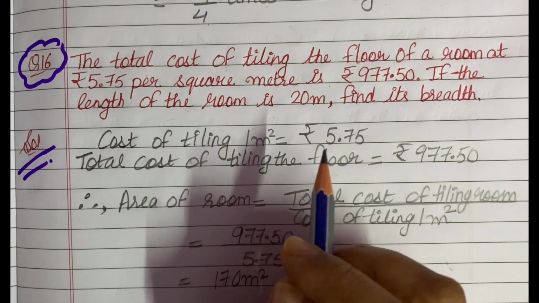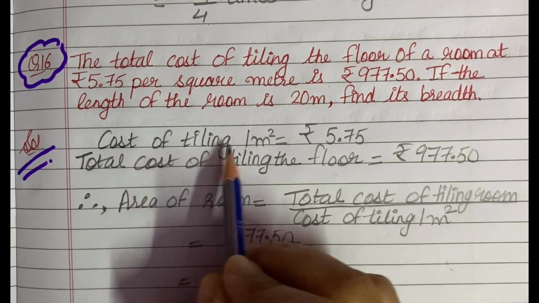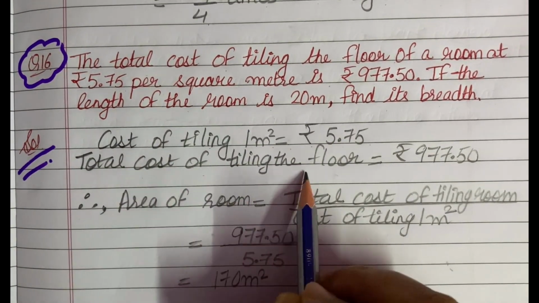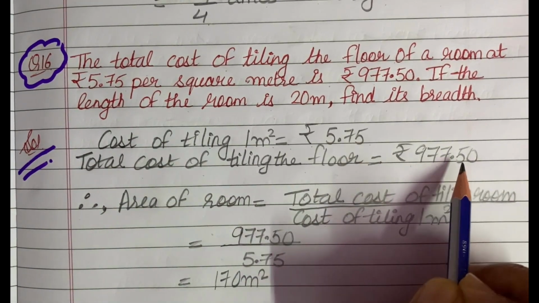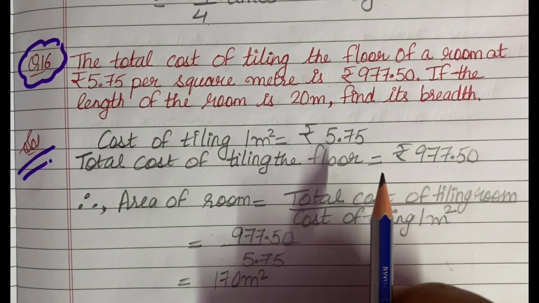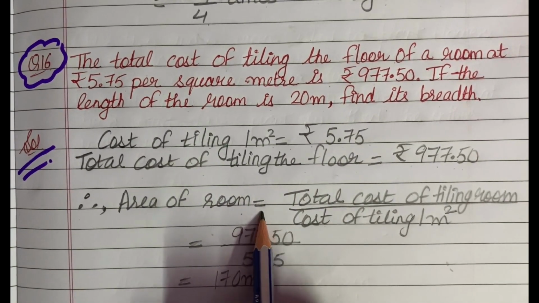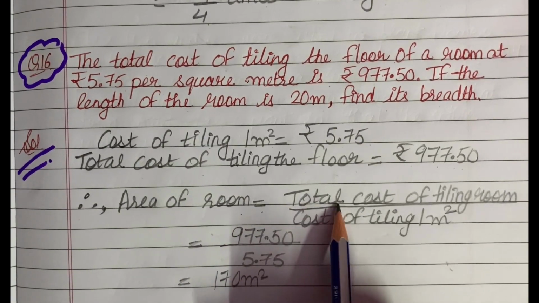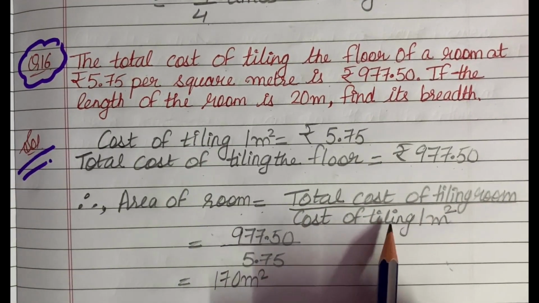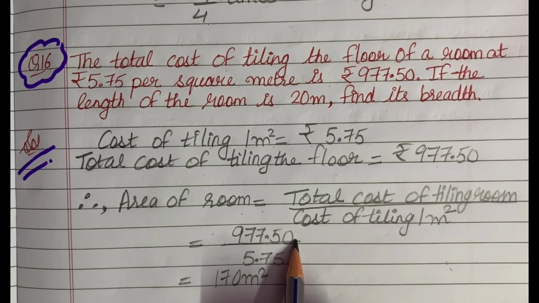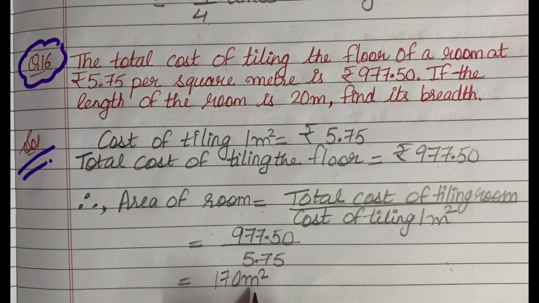Now students, here in the question it is given that the cost of tiling 1 meter square is rupees 5.75 and the total cost of tiling the floor is rupees 977.50. So from this we will find the area of the room, and the area of the room will be given by dividing the total cost of tiling the room by the cost of tiling 1 meter square. That is, 977.50 will be divided by 5.75, and on dividing this we will get 170 meter square as the area of the room.